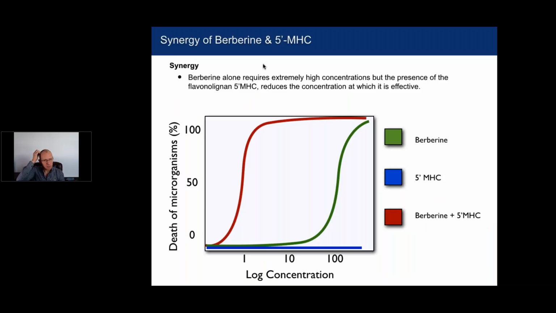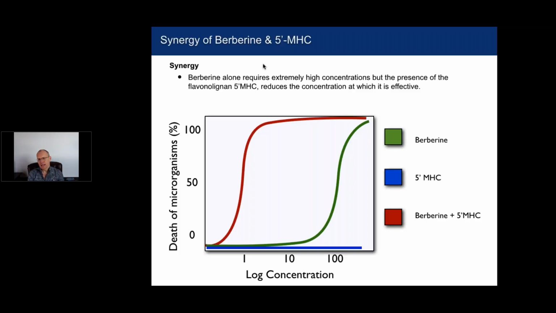Now I'm going to show you another diagram. So we've got a log graph here, where the x-axis refers to how much of the berberine you need to give, and the y-axis refers to what percentage of the bacteria culture are dead, depending on the concentration. And so the first thing we'll look at is the berberine. If you give berberine alone, you may have to subject the bacteria to about 100 units of berberine.